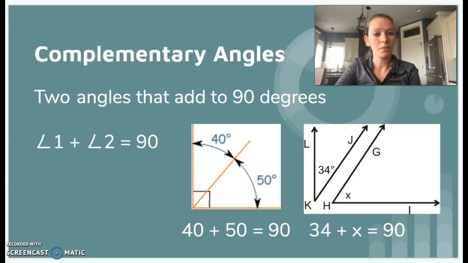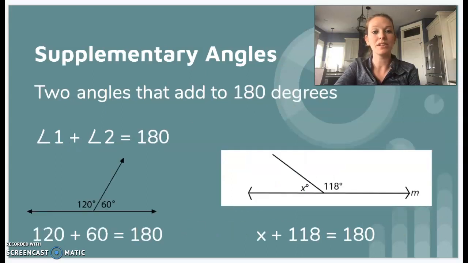And you want to keep complementary angles different than the other one, which is supplementary angles. Supplementary angles are two angles that add up to 180 degrees, so they make a straight line. If you have this example here, this angle here is 120 degrees, and this angle here is 60 degrees. If you add 120 plus 60, you get 180. So they are supplementary angles because if you add up the numbers, they make 180 degrees.